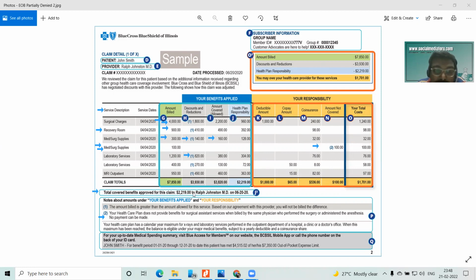So the total covered benefits approved for this claim is this much. That's given here as well. So this $2,219 will be paid by the health insurance company for this. This much is given as a discount, and this is the amount you are going to pay.